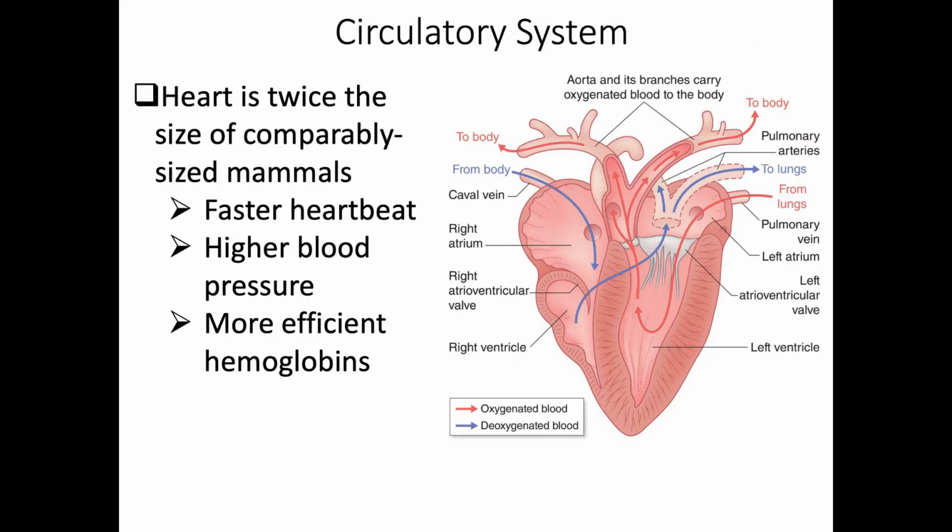Well, once we get this oxygen in the blood, we have to move it to the tissues. So birds have a very efficient circulatory system.